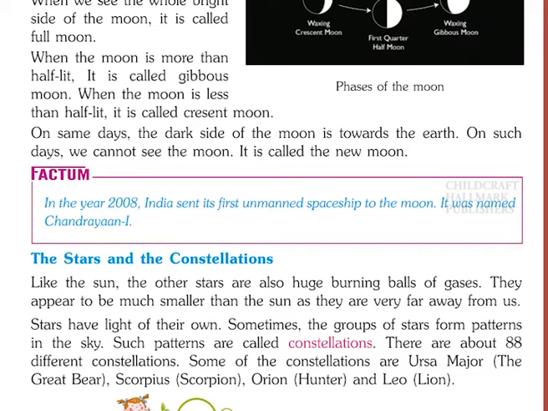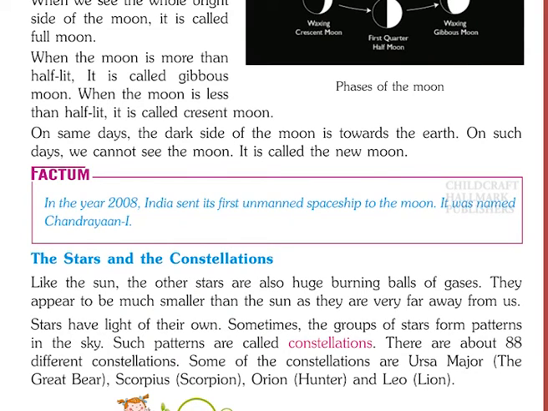The stars and the constellations. Like the sun, the other stars are also huge burning balls of gases. They appear to be much smaller than the sun as they are very far away from us. Stars have light of their own.